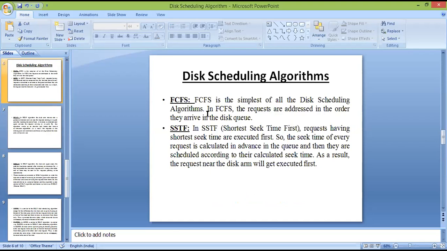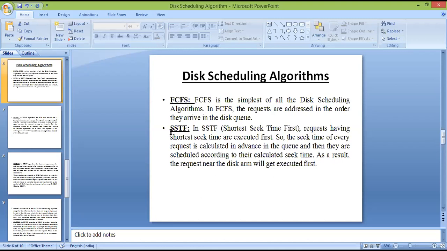So, the basic definition: FCFS is the simplest of all disk scheduling algorithms. In FCFS, the requests are addressed in the order they arrived in the disk queue. So FCFS, as requests arrive in the disk queue, they are executed in that order. So it is nothing but FCFS.